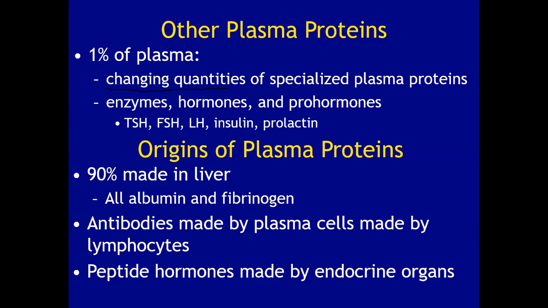Now 90% of these plasma proteins are made in the liver. All of the albumins, and all of the fibrinogen, most of the globulins, but not the immunoglobulins. Those antibodies are made by cells of the immune system. We're going to call them plasma cells. It's a form of a lymphocyte. Also, there are a bunch of these hormones that are floating around. Those are made by our endocrine organs, and they also have that protein component to it that make up the plasma proteins.